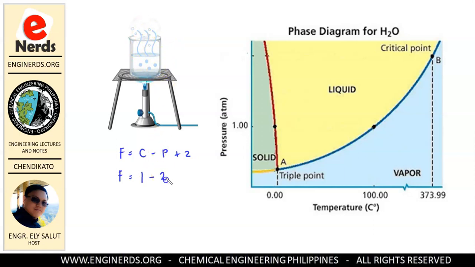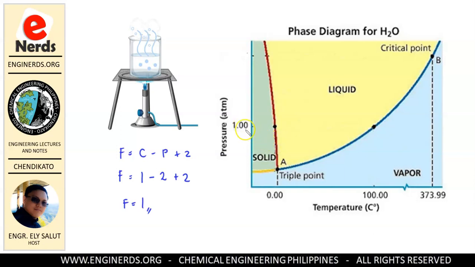So we have 2 and plus 2. So 1 minus 2 is negative 1 plus 2. So our F is equal to positive 1. So that means our degrees of freedom is equal to 1. So isa lang daw ang kailangan natin. So how are we going to show that dito sa ating diagram?